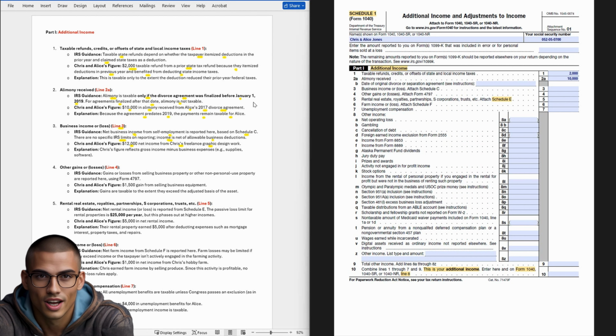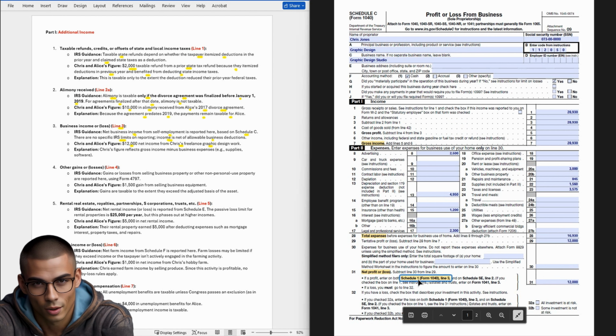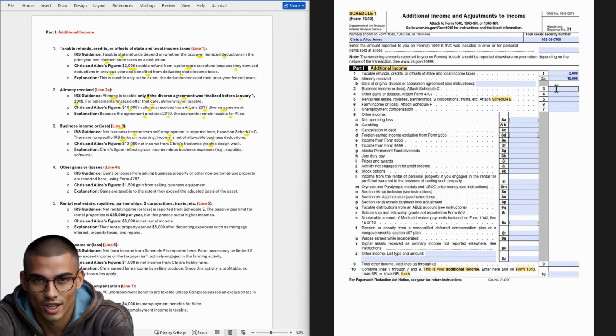So let's take a look here at Chris's Schedule C and see what he did with his graphic design. Here we have Chris Jones graphic design, and we can see here his income for the year, $28,930, and we can see that he had expenses of $16,930, which gave him a total profit of $12,000, which gets reported on Schedule 1, Form 1040, line 3. So here we go, Schedule 1, 1040, line 3, and we are going to report Chris's $12,000 from his freelance work.